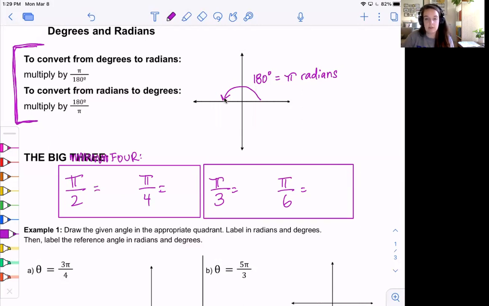So if halfway around the circle is 1 pi, then all the way around the circle, another 180 degrees would be another pi, right? So all the way around is 2 pi. We can break it down from there.